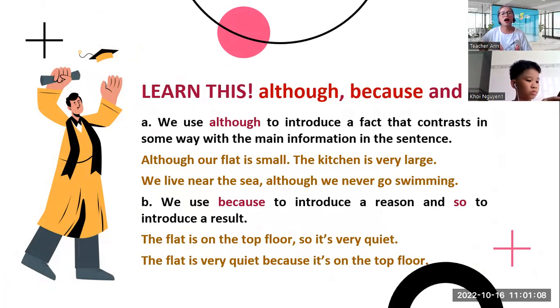What do you mean by the word because? We use because to introduce a reason and so to introduce a result. Like when I say, Nguyen, the flat is on the top floor, so it is very quiet. So what is the result? The flat is very quiet. What's the reason? Because it's on the top floor. The flat is very quiet because it is on the top floor. Okay, you understand, Nguyen?